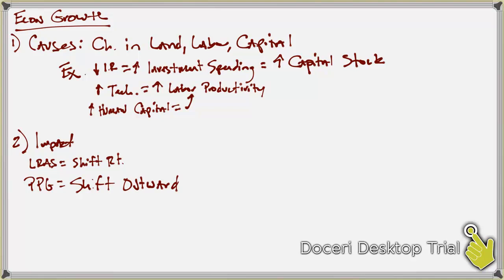We'd shift it outward or right. Both of those are examples of how we would graph an increase in growth. And the only way that that happens is if we have more investment spending, more labor productivity, more human capital, things like that.